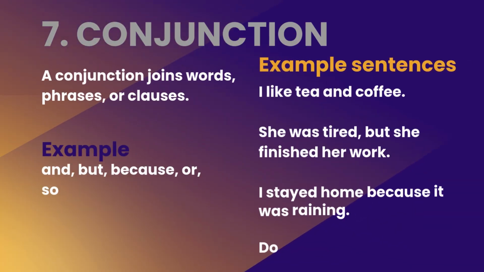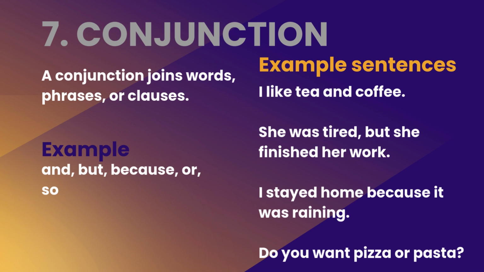Next up is conjunctions. These are the connectors of the English language. They help join words, phrases, or even entire clauses to make your thoughts flow smoothly. For instance, I like tea and coffee. The word and links two nouns. Conjunctions can also express contrast, like she was tired but she finished her work, where but shows the opposing ideas.